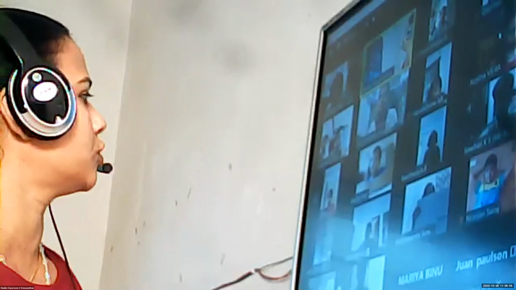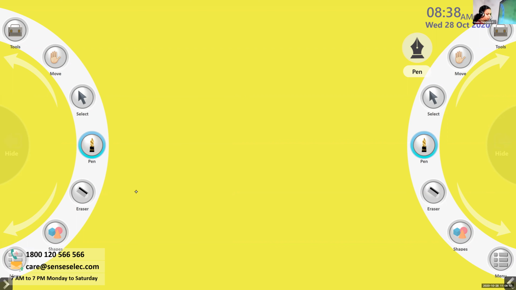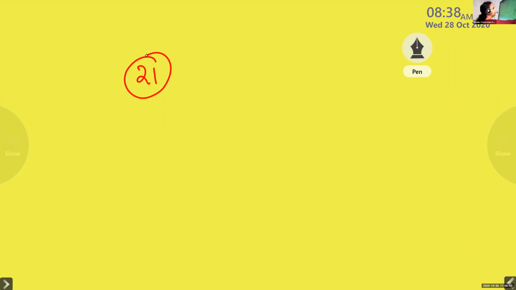All the children, please take the page number. One minute. Page number 43, question number 21. We can write together now. Multiply the smallest four-digit number. Which is the smallest four-digit number, you have to write first. Felix, unmute and tell me, can you see the board clearly? Yes, ma'am. Okay.